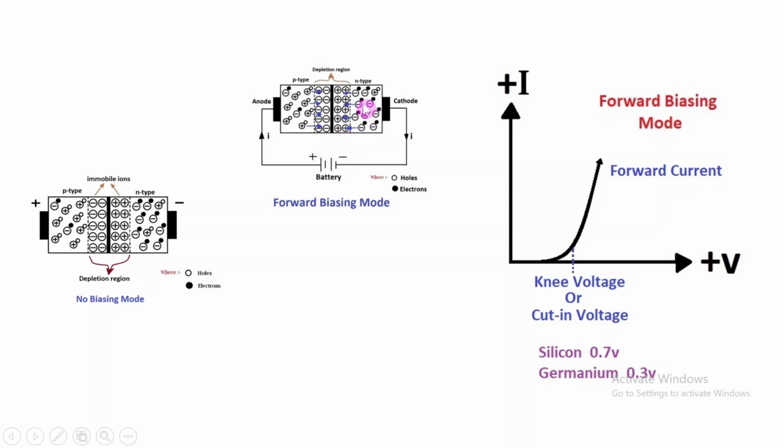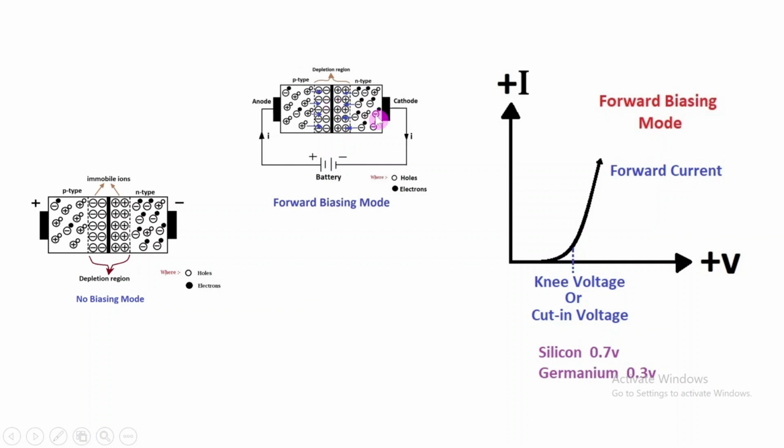Then all these electrons will start moving towards this p-type and will combine with these holes. So the current will start in this device, and this device will behave as a conductor. So this is that 0.7 electron volt. Above that, if we provide the external battery voltage above that, this device will behave as a conductor.